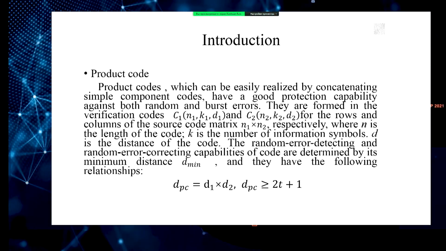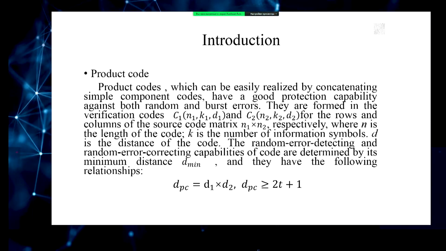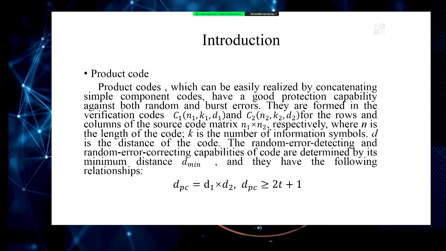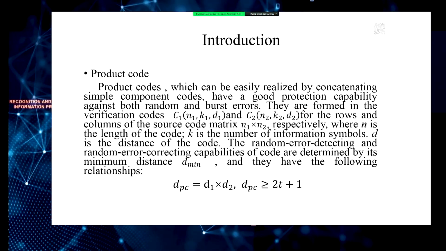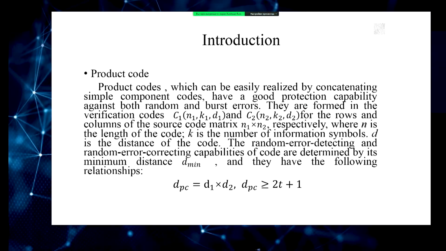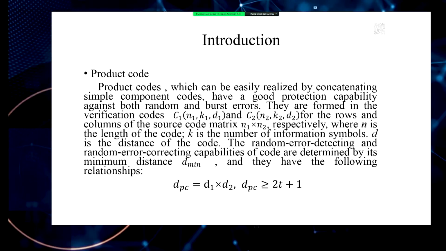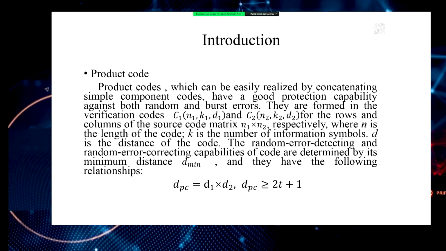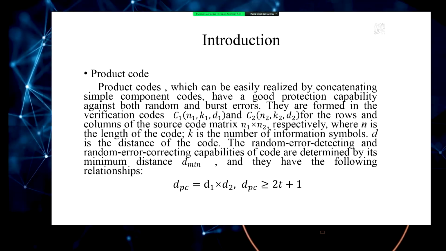and burst errors. They are formed in the verification codes C1 and C2 for the rows and columns of the source code matrix N1 times N2, respectively, where N is the length of the code word, K is the number of information symbols, D is the distance of the code. The random error detecting and the random error correcting capabilities of a code are determined by its minimum distance, and they have the following relationships.